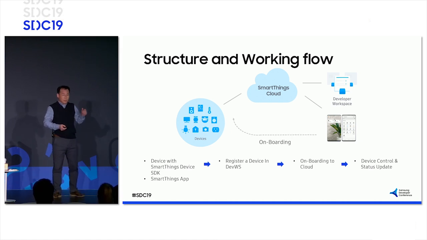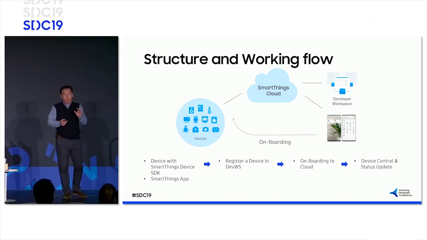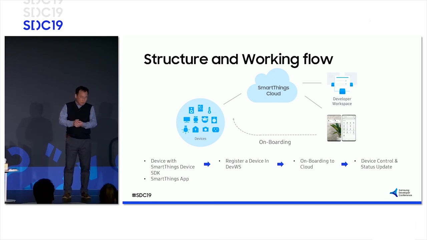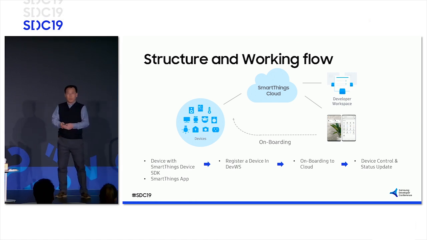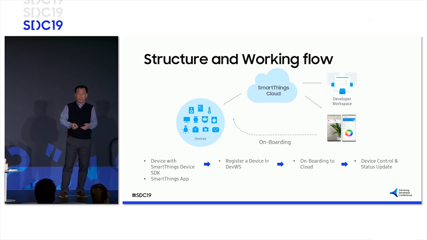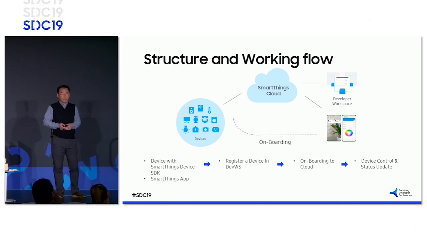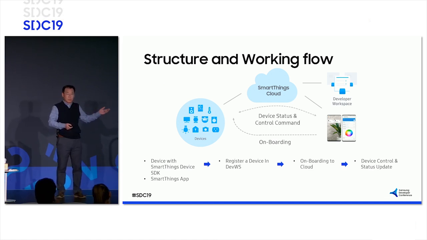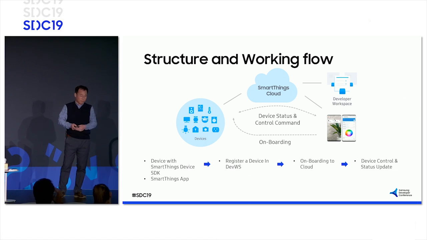That is, your device gets network provisioning information from the SmartThings app. It will sign up and sign into the SmartThings Cloud. Then you can find your device on the SmartThings app. We are calling it a device plugin. Through this device plugin, you can check your device status and you can control it.